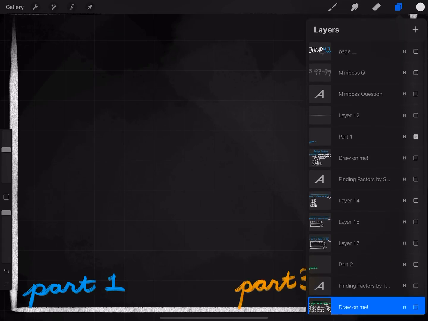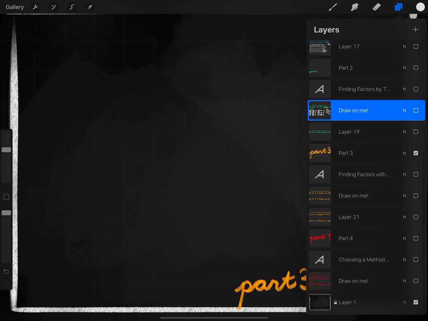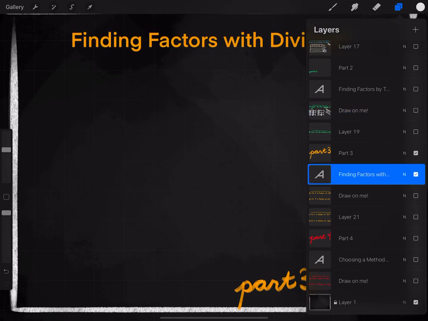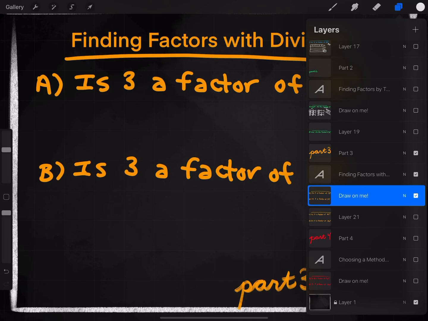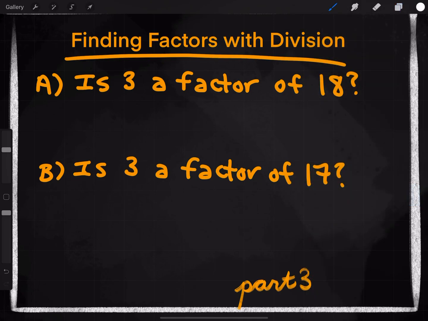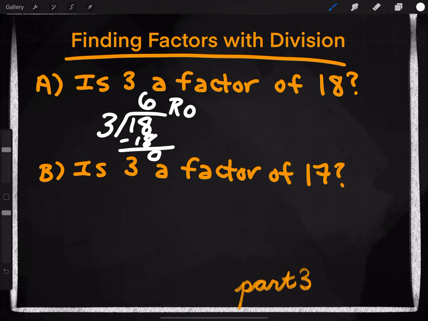Yeah, part 3. I should erase that part 1. Okay, we're going to find factors with division, which in my opinion is a lot easier. So is 3 a factor of 18? Okay, so we're going to use division to find this out. So 18 divided by 3. 3 times 6 is 18. We have 0 at the bottom, so there is a remainder of 0. So that means, yes, 3 is a factor of 18 because it goes in there evenly with no remainder.